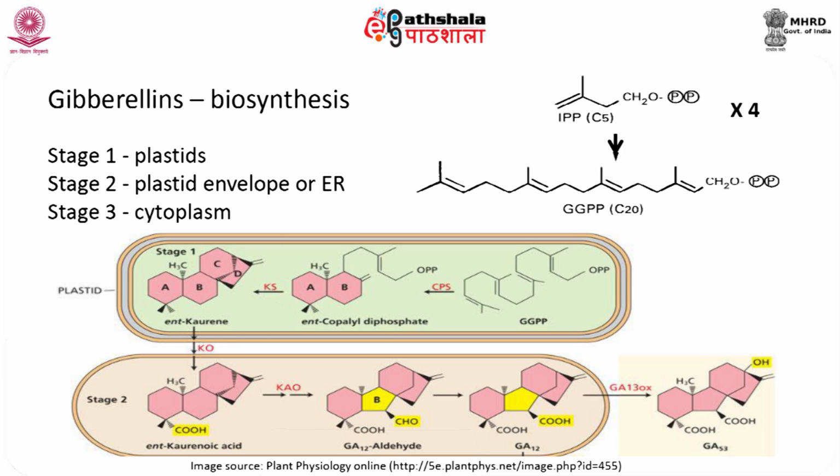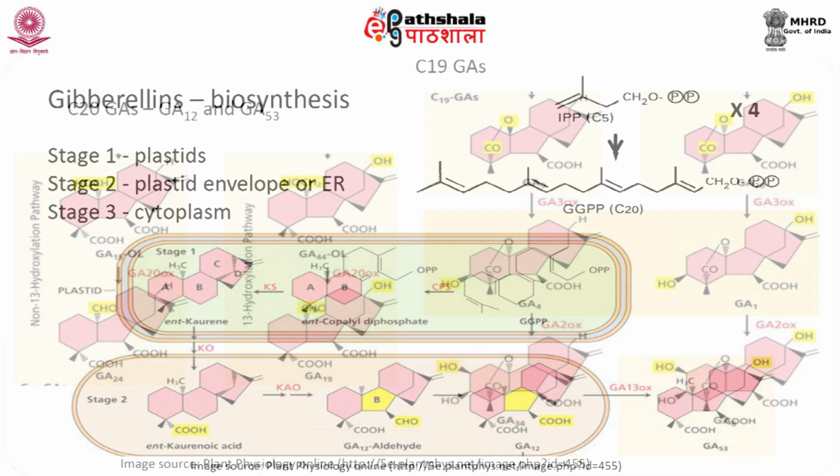Kaurene then moves out of the plastid and is oxidized by cytochrome P450 monooxygenases called kaurene oxidases. The main change occurring during these steps is the conversion of the second ring from a 6-membered to a 5-membered ring to form the typical gibberellin skeleton. The first gibberellin synthesized is GA12 or its hydroxylated form at the 13th carbon, namely GA53.